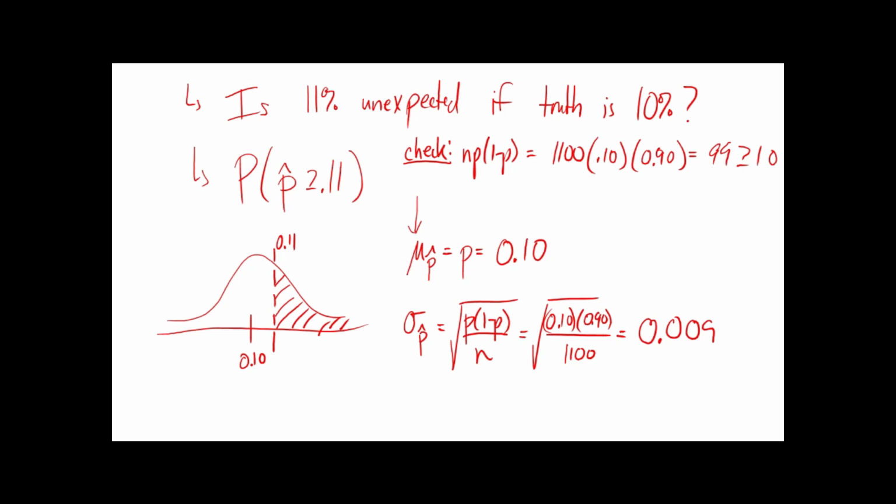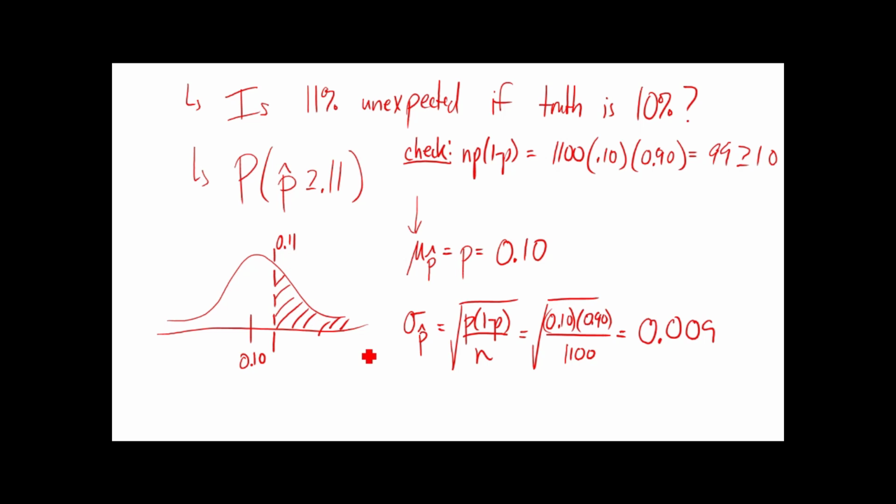So if we actually sampled 1,100 people from a population that really was 10% afraid to fly, that sample proportion should be centered around 10%, but it's going to have some variance. Sometimes it'll be a little higher, sometimes a little lower. It's going to have a standard deviation of 0.009, so just a little less than 1%. So now the question becomes, what's the probability that we would see a sample of 11% or more?